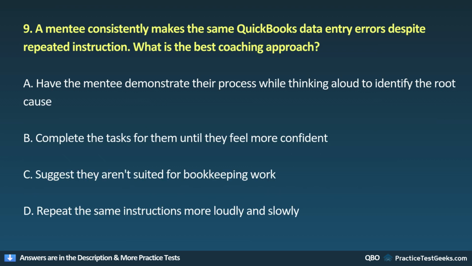9. A mentee consistently makes the same QuickBooks data entry errors despite repeated instruction. What is the best coaching approach? A. Have the mentee demonstrate their process while thinking aloud to identify the root cause.